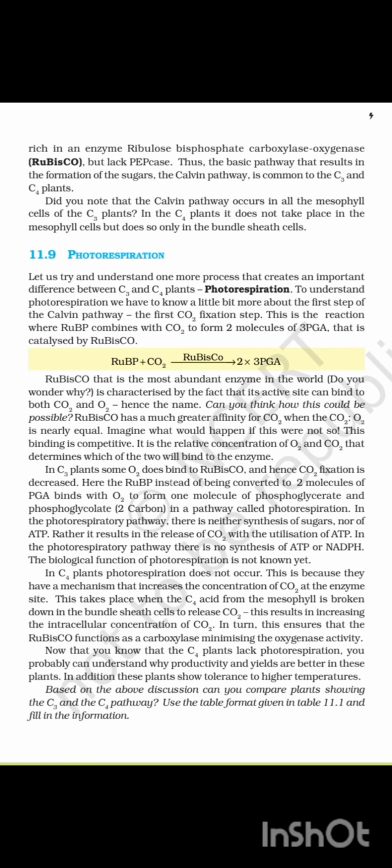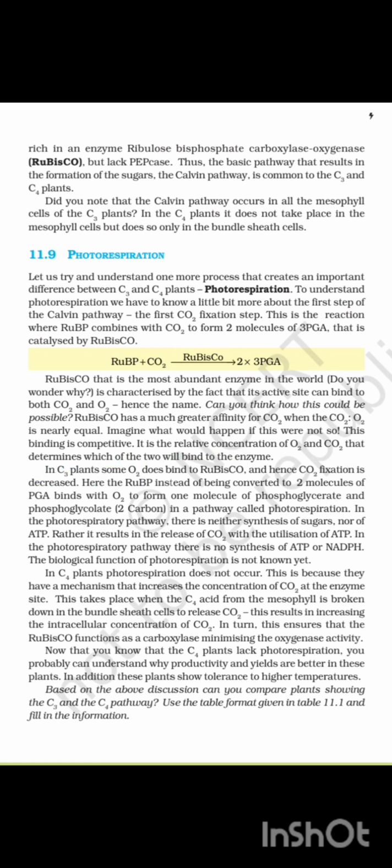Rubisco is the most abundant enzyme in the world. Do you wonder why it is called that? It is characterized by the fact that its active site can bind to both carbon dioxide and oxygen, hence the name. Can you think how this could be possible? Rubisco has much greater affinity for carbon dioxide when the carbon dioxide to oxygen ratio is nearly equal. Imagine what would happen if it were not so. This binding is competitive. It is the relative concentration of carbon dioxide and oxygen that determines which of the two will bind to the enzyme.